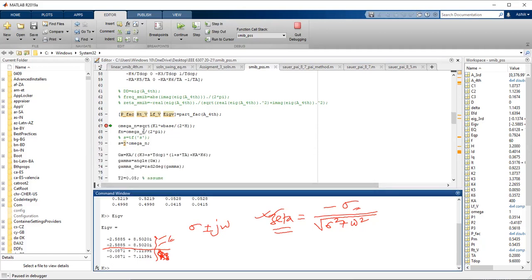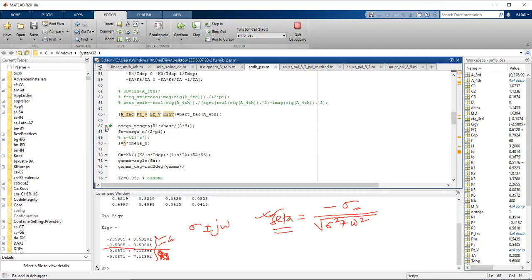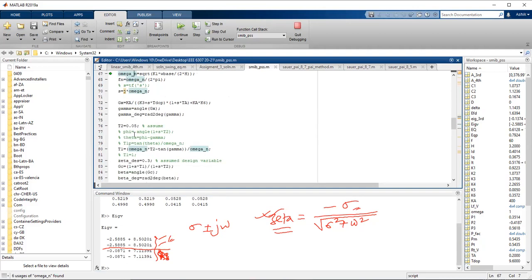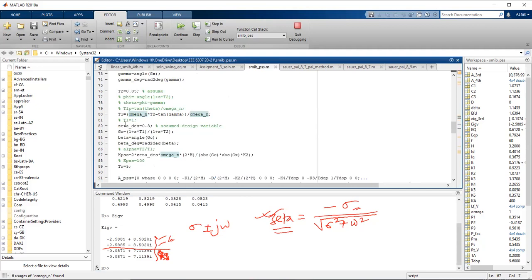Then we go through the steps of the calculation of your omega n. So these are the steps associated with the PSS design. I'm not going through all the design steps because these are discussed in detail in the theory part. So once you do the coding part, here we have taken zeta desired equals 0.3.